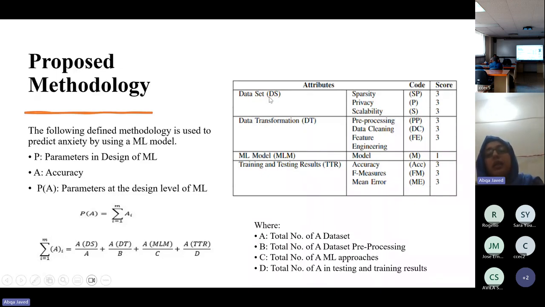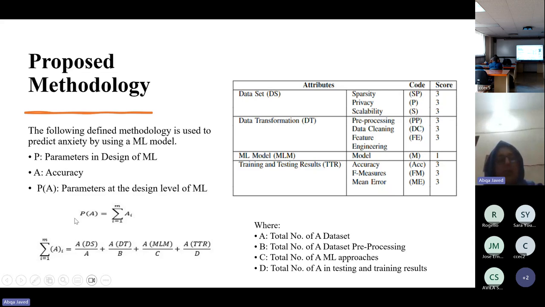Okay, so here is the main methodology of our work. Our main attributes are, particularly, the data set. In the data set, we calculate using the sparsity, privacy, and scalability metrics and assign each particular attribute three scores. If we apply sparsity in the data set, our model achieves three scores. If we ensure privacy in the data set, we add three more scores. If we also apply scalability in the data, three scores are also added. Then for data transformation, we apply pre-processing, data cleaning, and feature engineering techniques, and also assign three scores to each. Afterwards, we select the machine learning model; we apply any machine learning model on it and assign a score of one. In the training and testing results, we measure three parameters, which are the accuracy, F measure, and mean errors, and each gets three scores respectively.